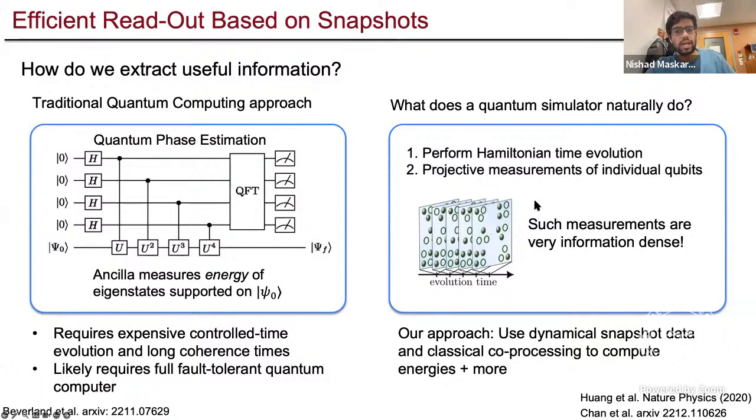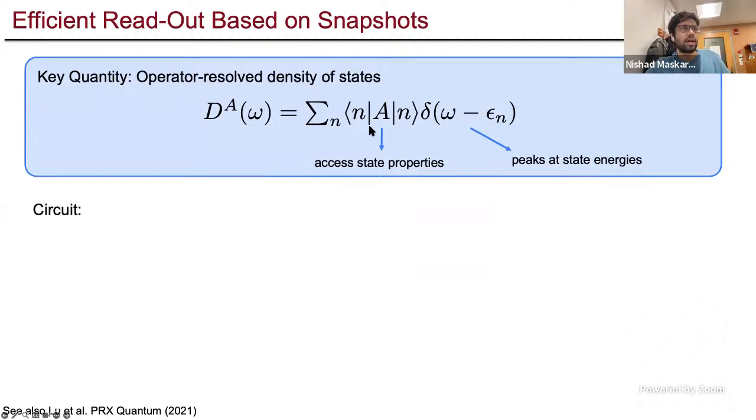So our approach essentially works around this object that we define that we call the operator resolved density of states. Now, this thing is deceptively simple. It's essentially a density of states. So you plug in some frequency and it gives you a non-zero value if that frequency is equal to one of the energies of the underlying state. And that's encoded here by this delta function.